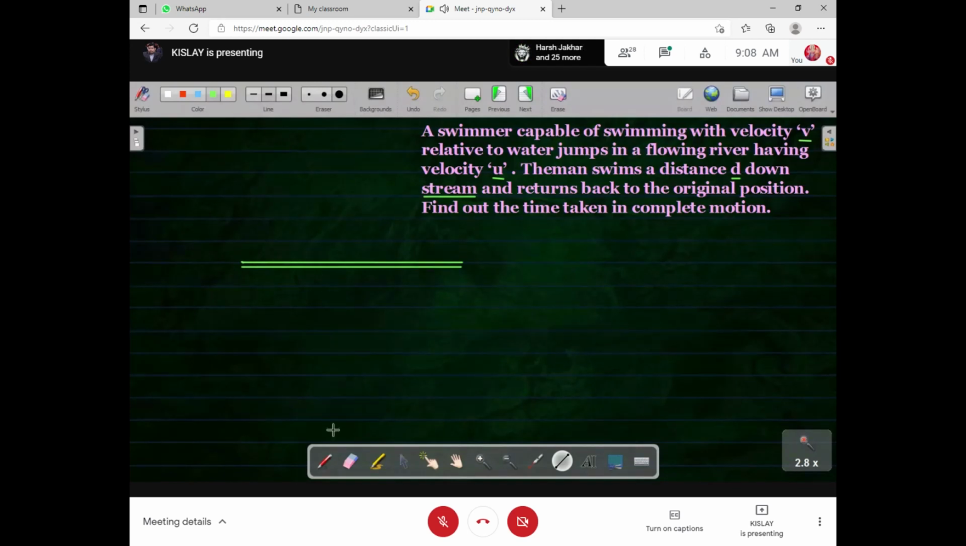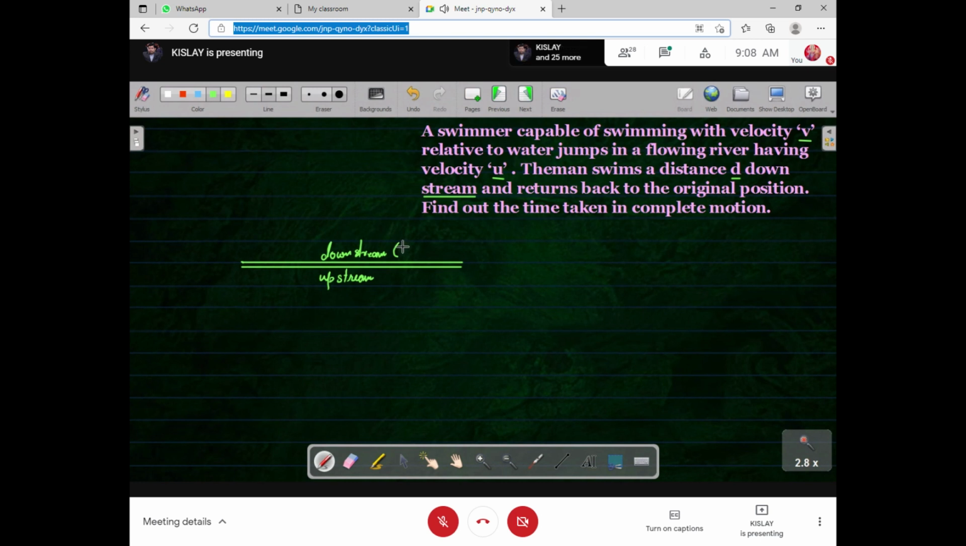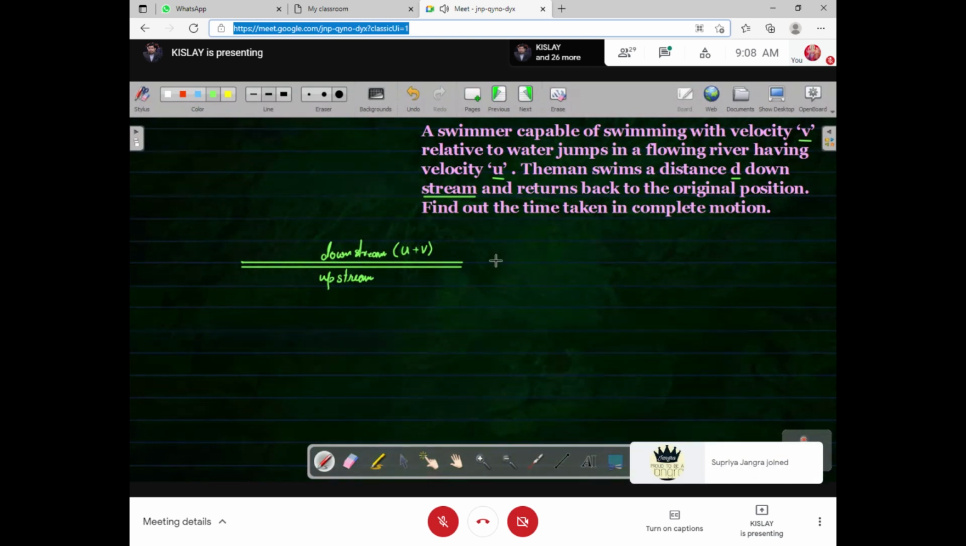This is the downstream. Just try to understand. The upper motion is downstream, and the lower motion is upstream. In the downstream, the velocity is u plus v, because the person is moving in the direction of motion of the water, so the motion of water will be added to the velocity of the man.